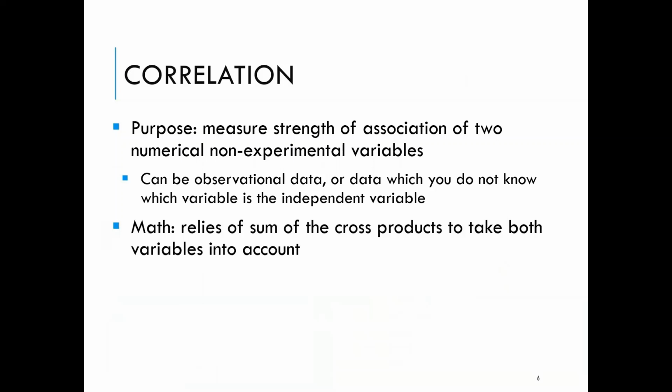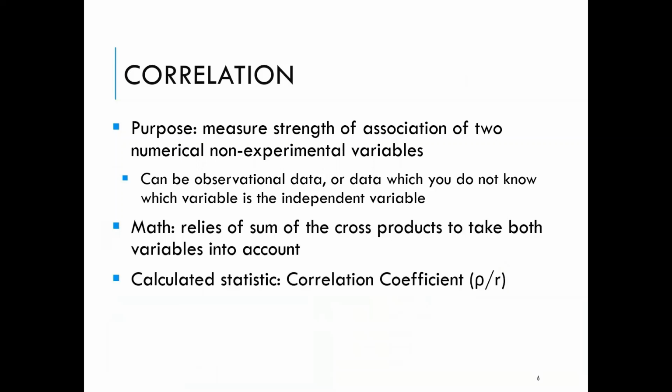The mathematics of correlation relies on something called the sum of the cross products to take both variables x and y into account. The ultimate calculated statistic for correlation analysis is the correlation coefficient, and this is represented by the Greek symbol rho for population analysis or a lowercase r for sample analysis.